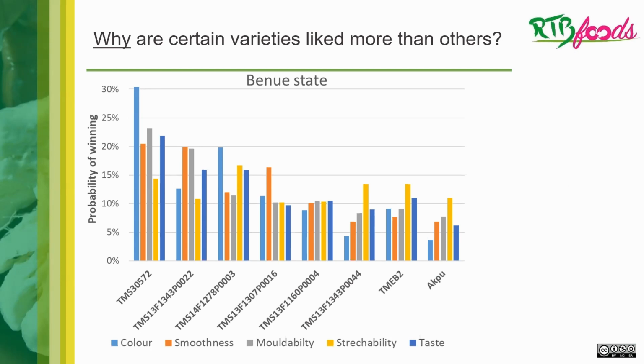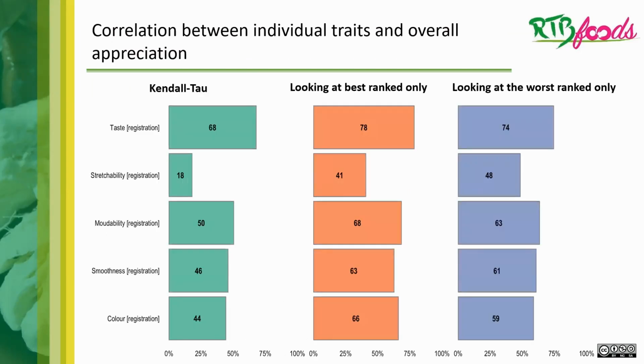If you look at the traditional variety Akpu, you see that it is most liked, that it is performing quite high on stretchability, but color is not that good. So this gives you quite some good information to know what is happening, what are the strengths and weaknesses of each of the varieties. And here also we have a correlation between individual traits and overall appreciation.